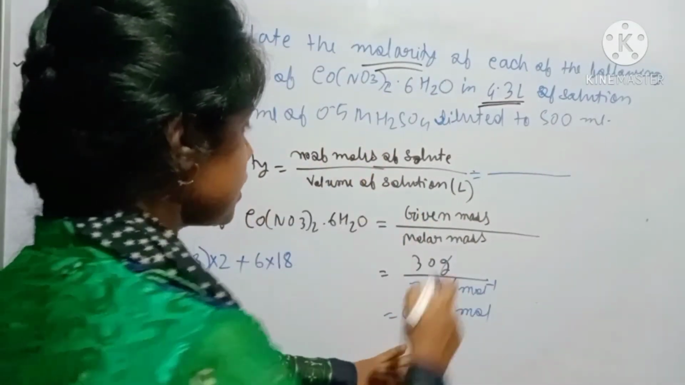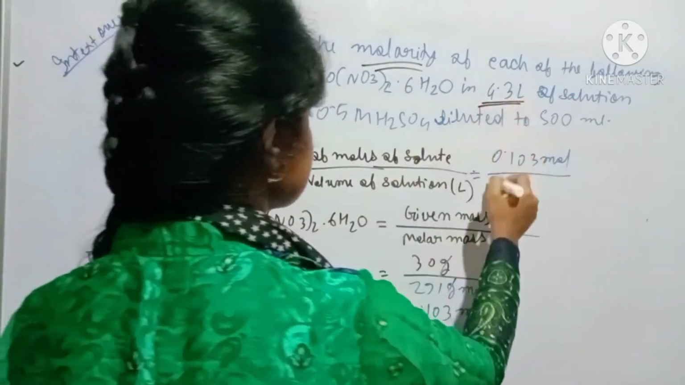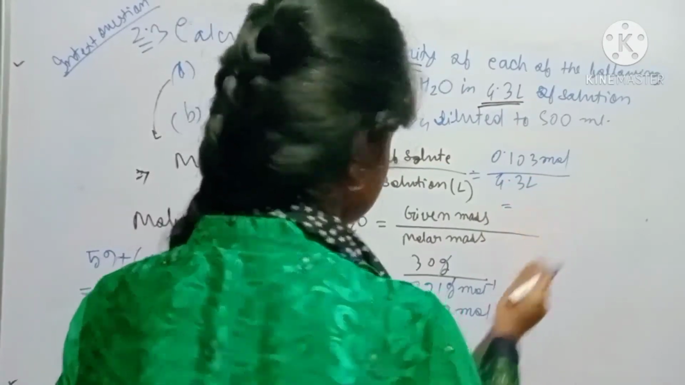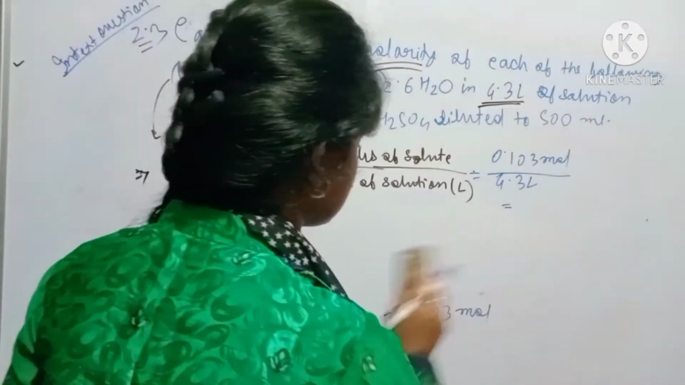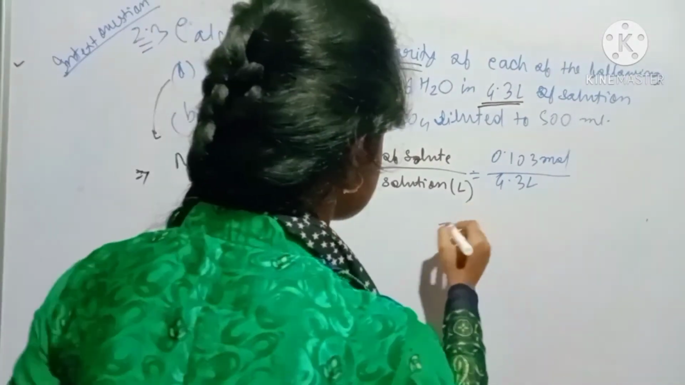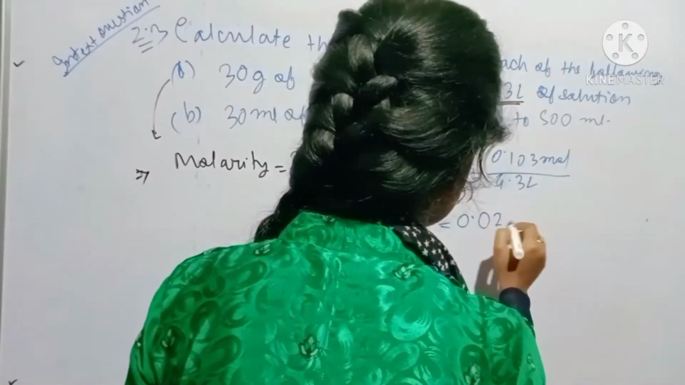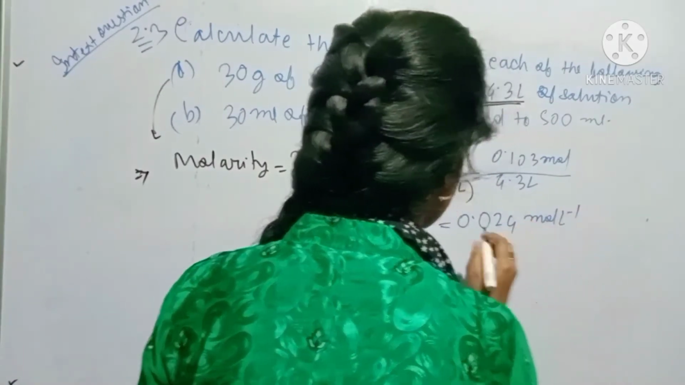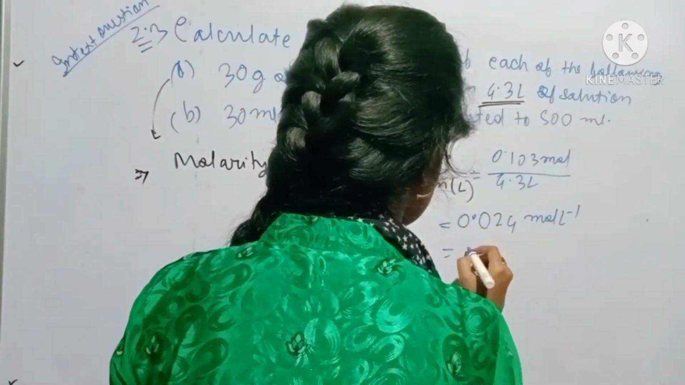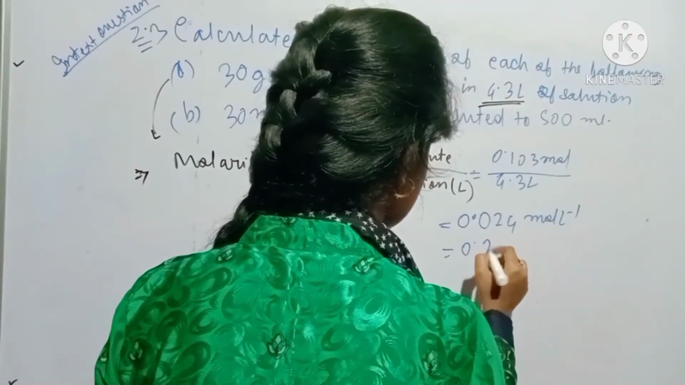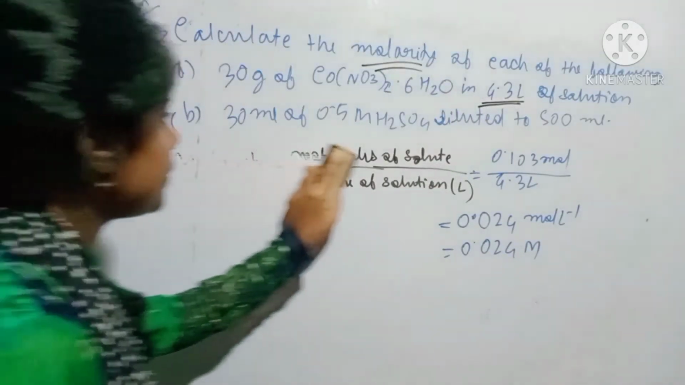Okay, then just put this value in this equation. Molarity, the mole is 0.103 mole and volume is 4.3 liter. So we get the answer in mole per liter. The answer is 0.24 mole per liter. Please do this calculation by yourself, because maybe I have made a mistake in my calculation. So if it's mole per liter, its unit is molarity. Okay, so we calculated question A.